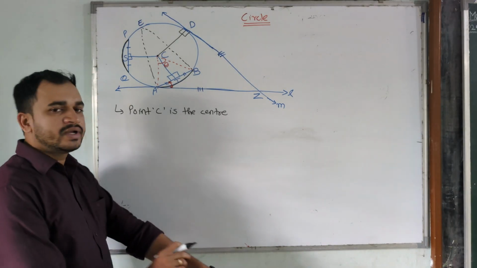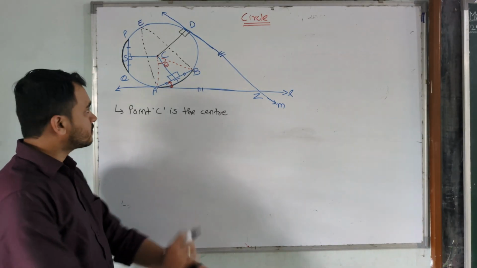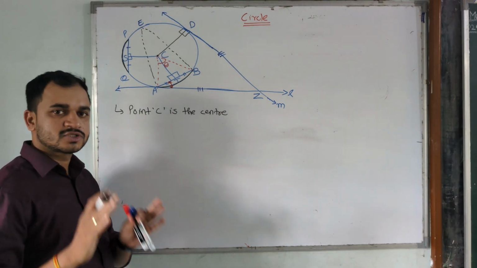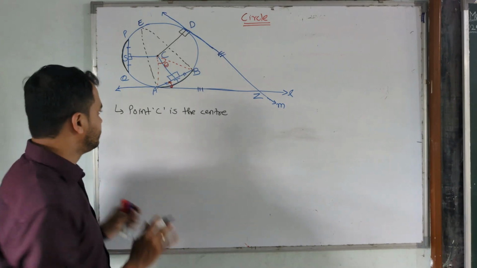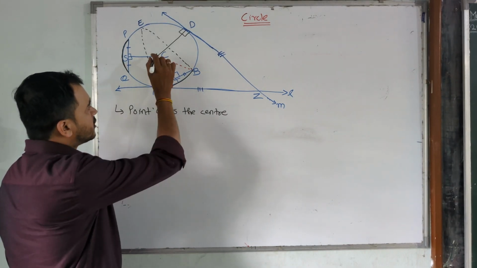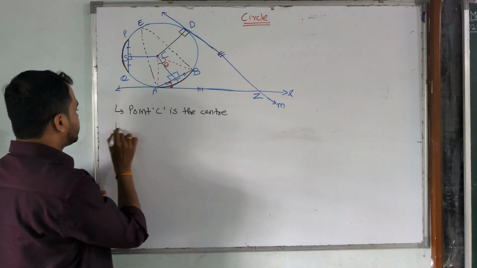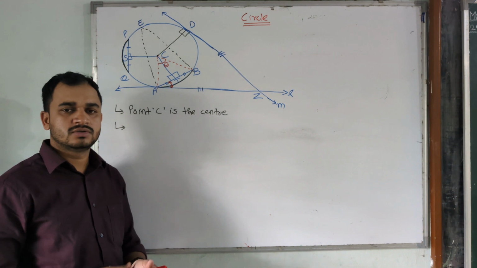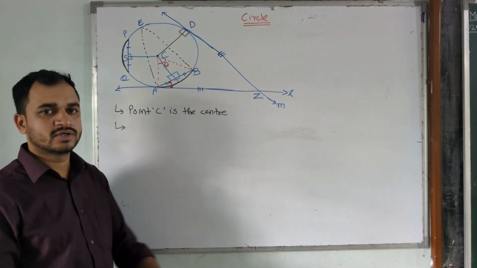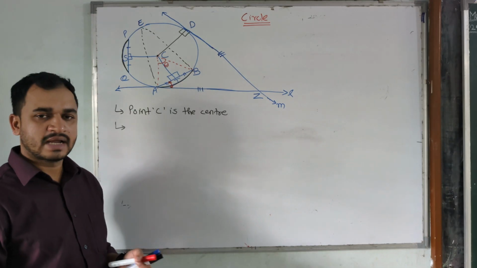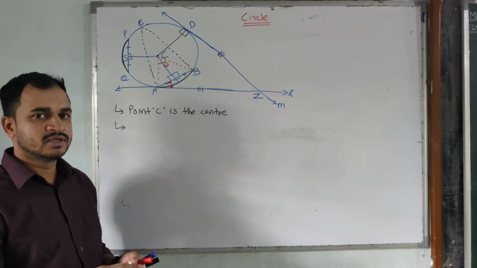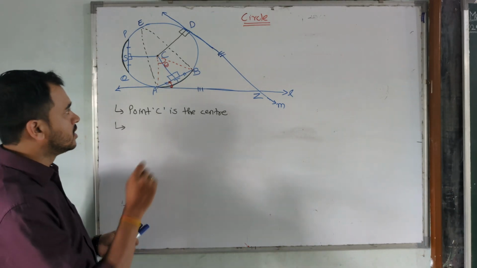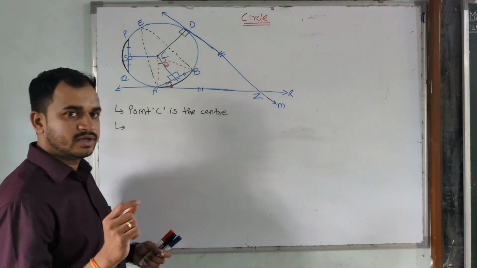Fine. One by one, we are going to learn every concept slowly but very conceptually and clearly. So, point C is the center of this circle. Our next concept is, I hope all of you must be familiar with radius, chord, diameter. What is radius? What is chord? What is diameter? If you are still confused about all those basic concepts, I will just explain.